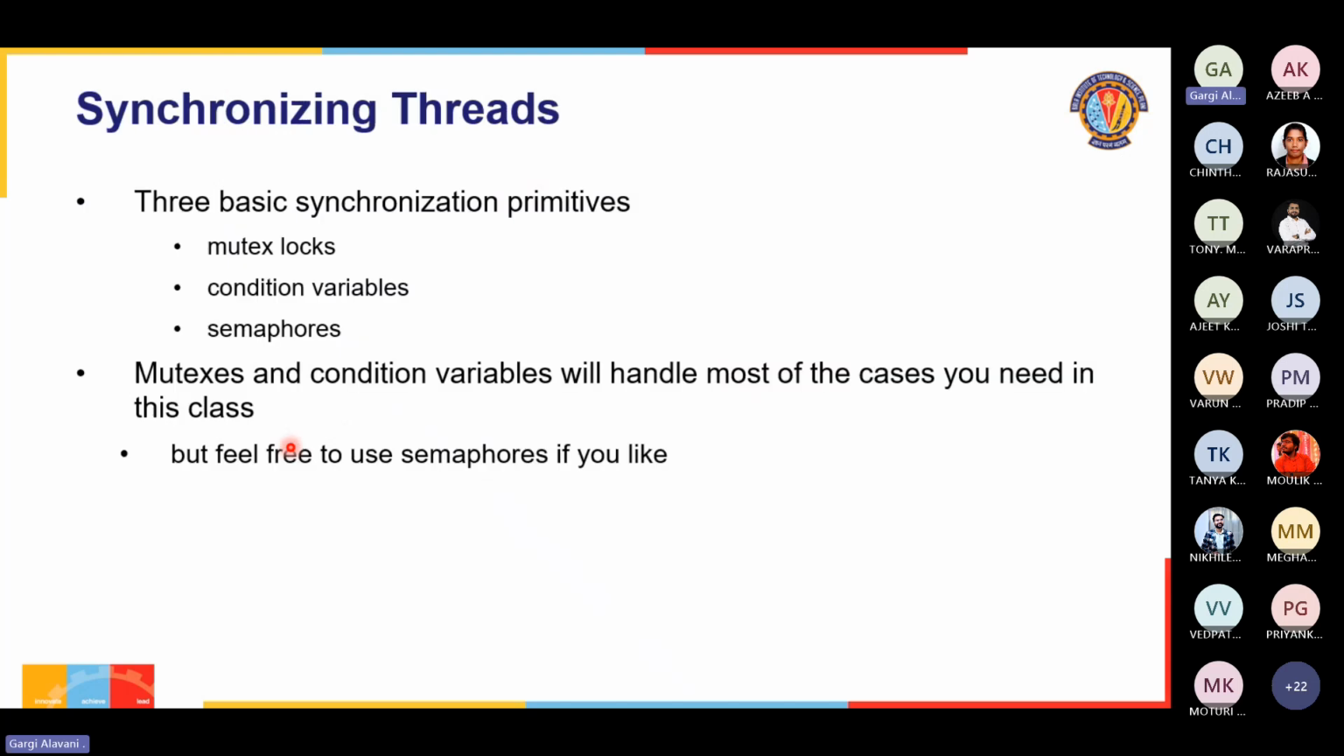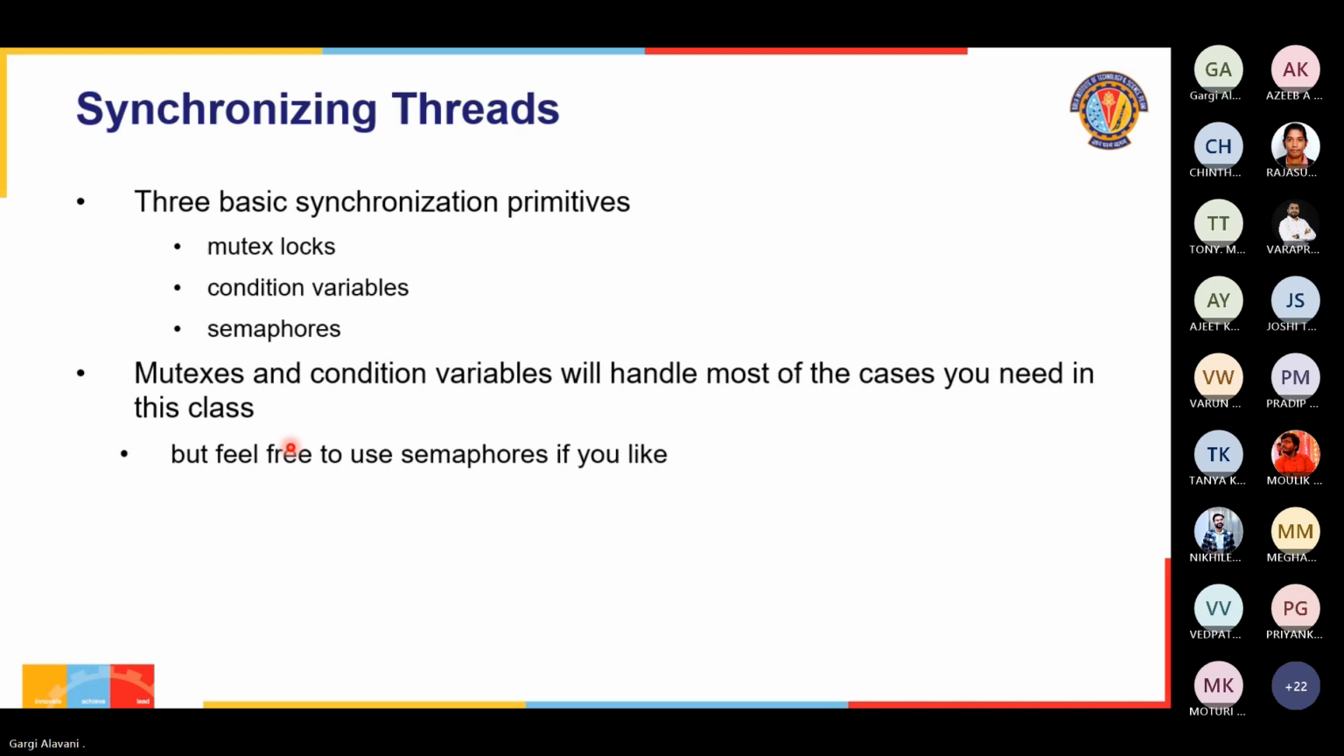Now we have learned that we can create threads, join and exit them. The next step is how do we synchronize these threads? There are three basic synchronization primitives available to you for doing this. Mutex locks, which allow you to lock a specific part of the code and allow only a single thread, the thread which has access to this lock, to continue and do the task.